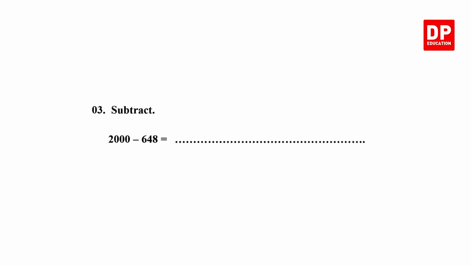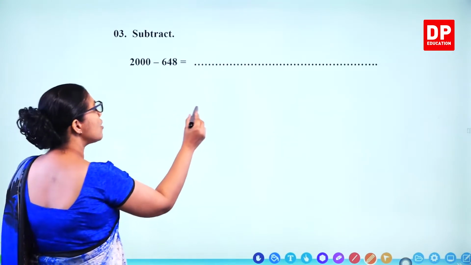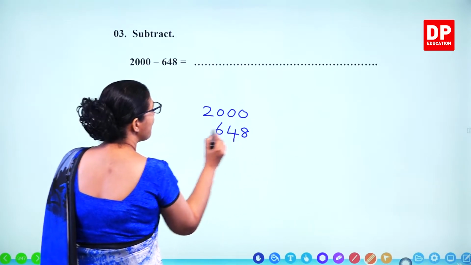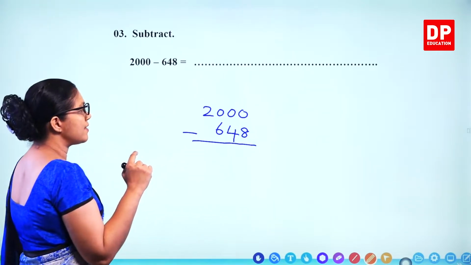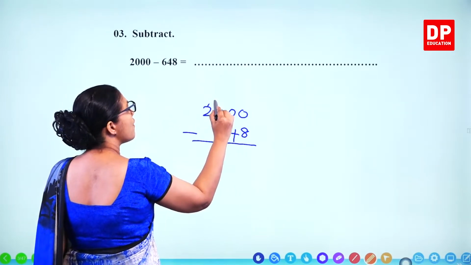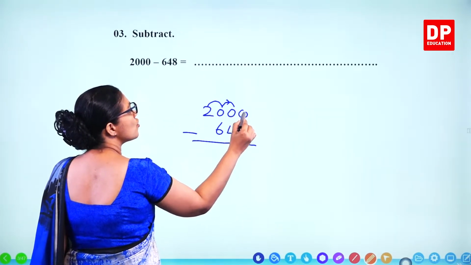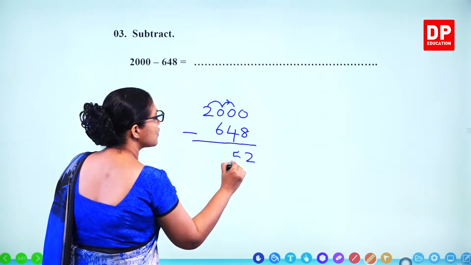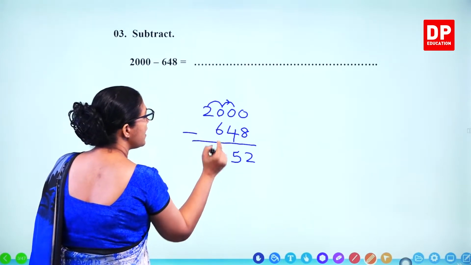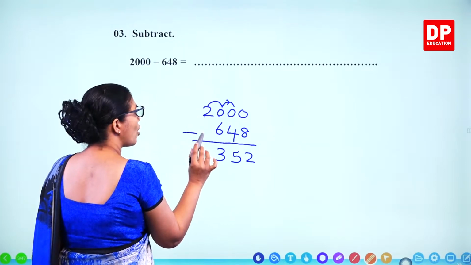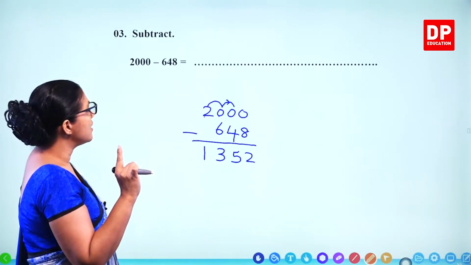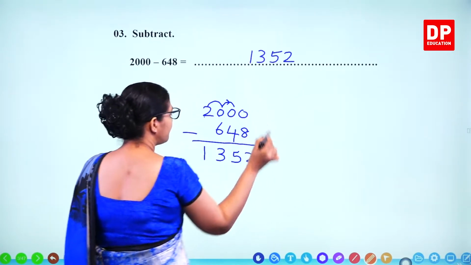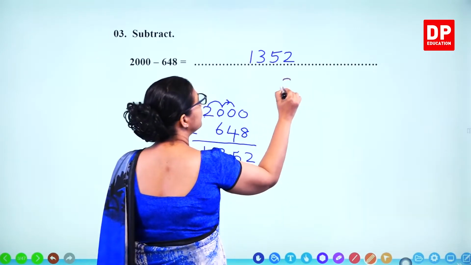Question number 3, subtract. So when you get a question like this, make sure that you write in a column and then you subtract. So write in a column and now you can subtract. You can't subtract 8 from 0. You have to take 1 from this way. So 10 minus 8 is 2. So this is now 9. 9 minus 4, that's 5. This becomes 9. 9 minus 6 is 3. This is now not 2, that's 1. 1,352. You get 2 marks for that.